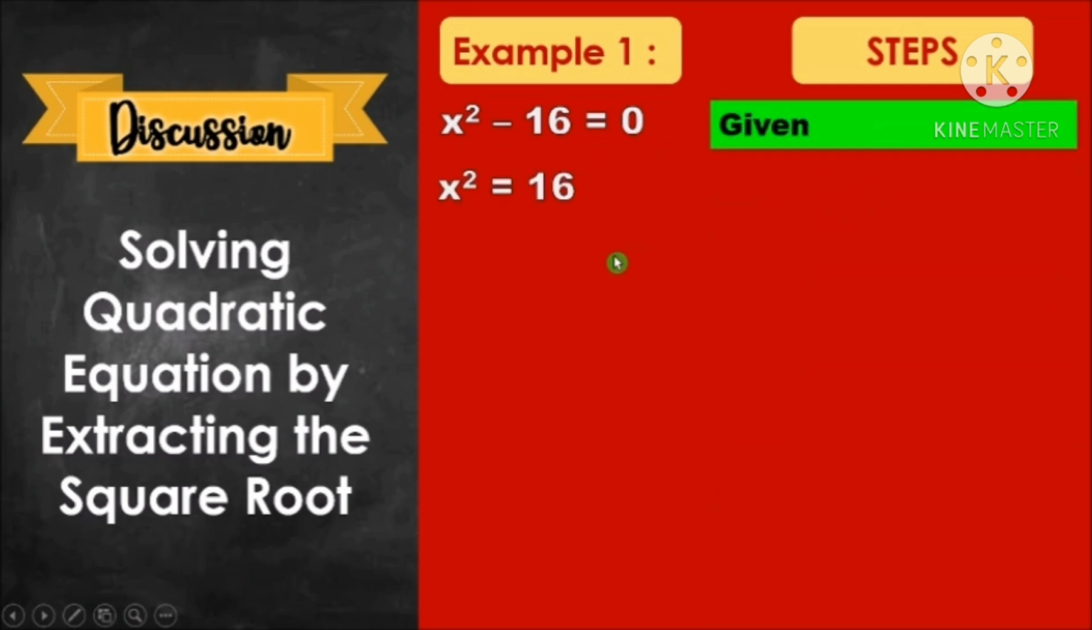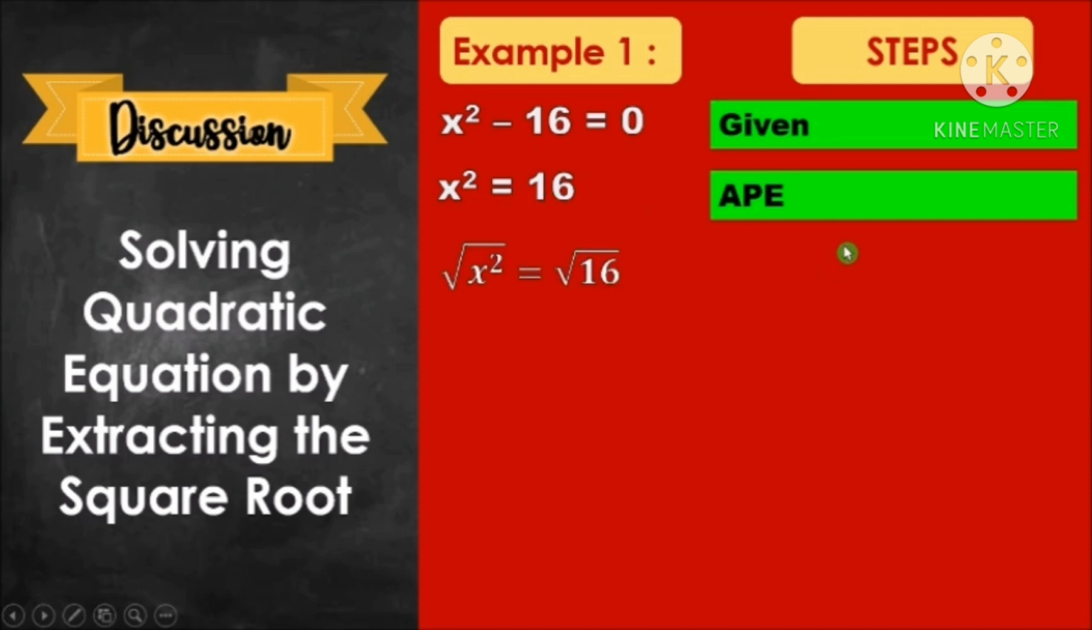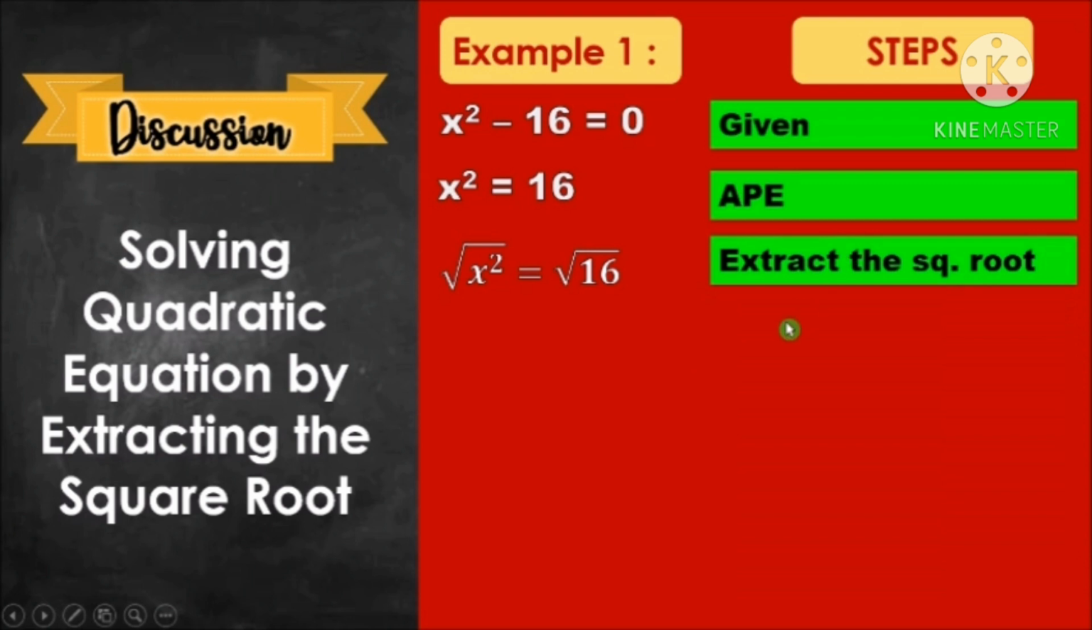Ang una nating gagawin sa ating given ay i-apply ang APE or ang addition property of equality. From the given, negative 16 ililipat mo lang sa kanan at siya na ngayon ay magiging x squared is equal to 16. At ang susunod naman ay i-apply na natin yung extracting the square root. Lalagyan lamang natin ng square root sign both side para nang sa gayon ay matanggal natin ang exponent na 2.